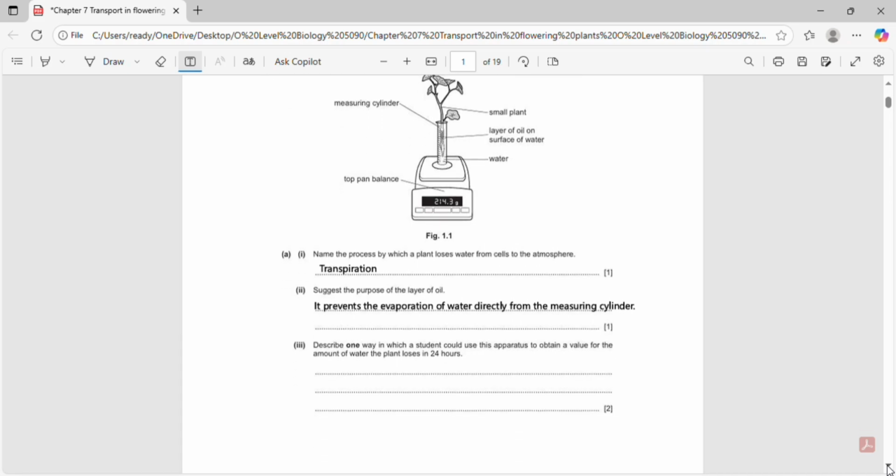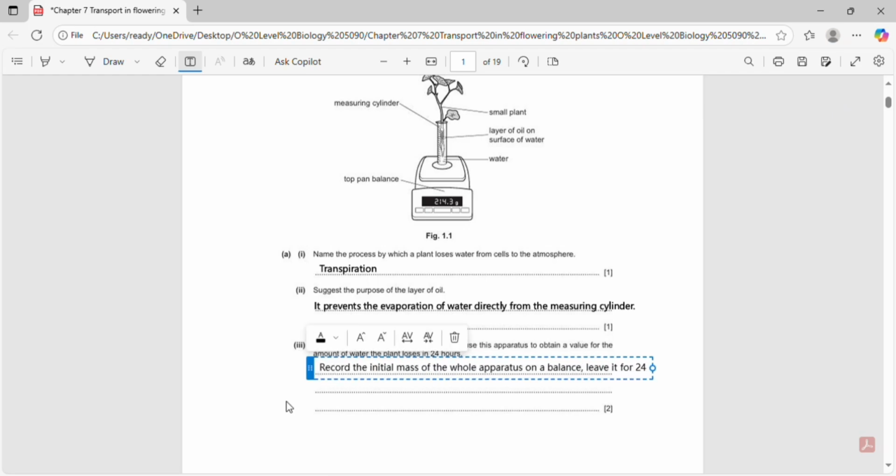Finally, Part 3 asks, describe one way in which a student could use this apparatus to obtain a value for the amount of water the plant loses in 24 hours. So, we'll write the procedure that, record the initial mass of the whole apparatus on a balance, leave it for 24 hours, then record the final mass. The decrease in mass shows the amount of water lost by the plant in 24 hours.